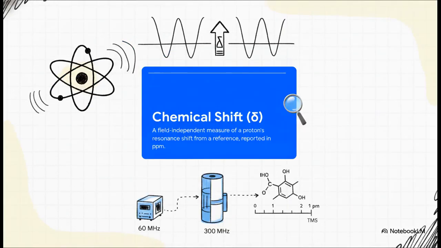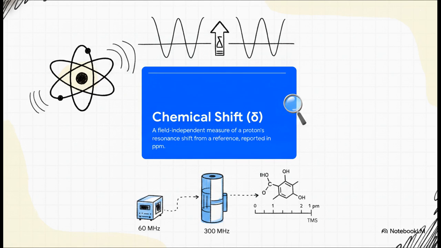So how do we actually quantify these different environments? We use a concept called chemical shift, which we represent with the Greek letter delta. Now, trying to measure exact, absolute frequencies is incredibly tough. We're talking about picking out differences of just a few hertz out of 60 million hertz. So we don't even try. Instead, we measure how far a proton's resonance is shifted relative to a standard reference compound called TMS. We report this shift in parts per million, or ppm.